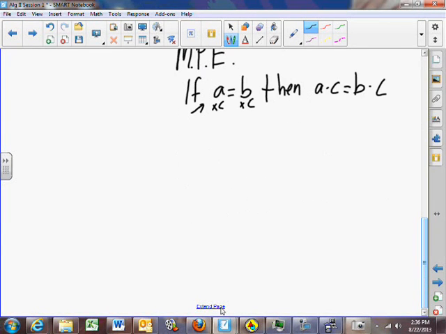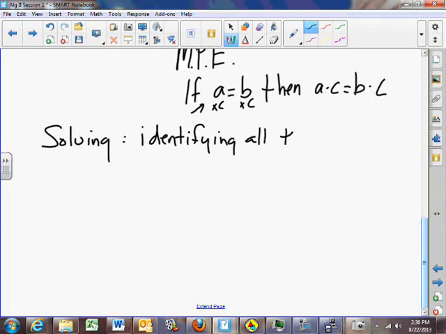Now, using the properties of equality, we want to talk about methods of identifying solutions. Now, if you have a linear equation, identifying a solution or solving an equation simply refers to identifying all the numbers that make the equation true.